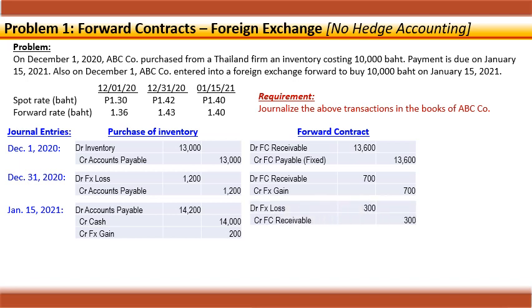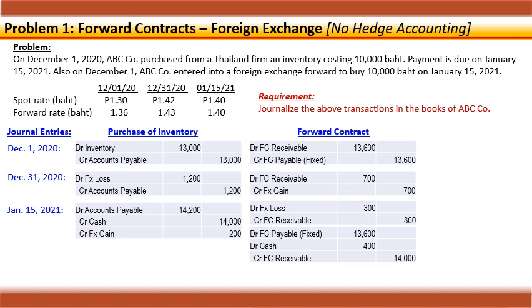Okay? And then finally, pagdating mo ng January 15, yung forward rate mo, magi-equal na siya sa spot rate kasi 0-day forward rate na ito. Kaya magi-equal na siya. So, from 1.43, you'll remeasure your forward contract to 1.40. You'll have debit for forex loss, 300. Credit forward contract receivable, 300.